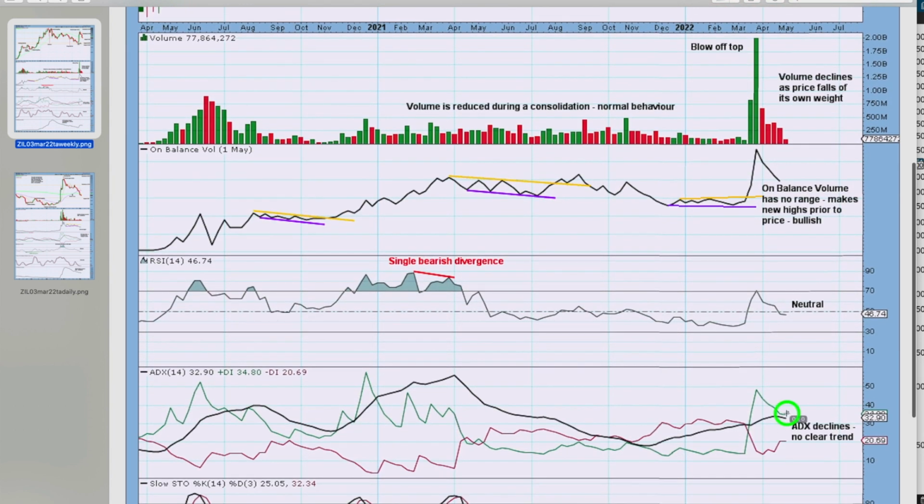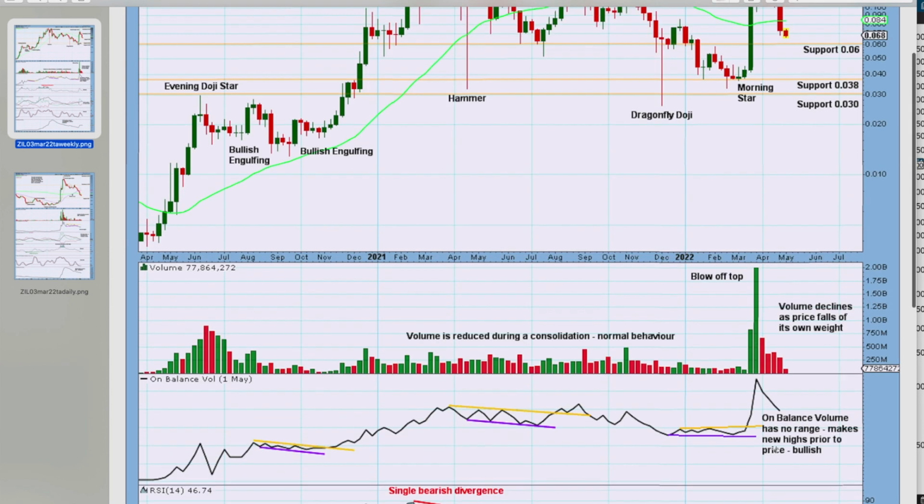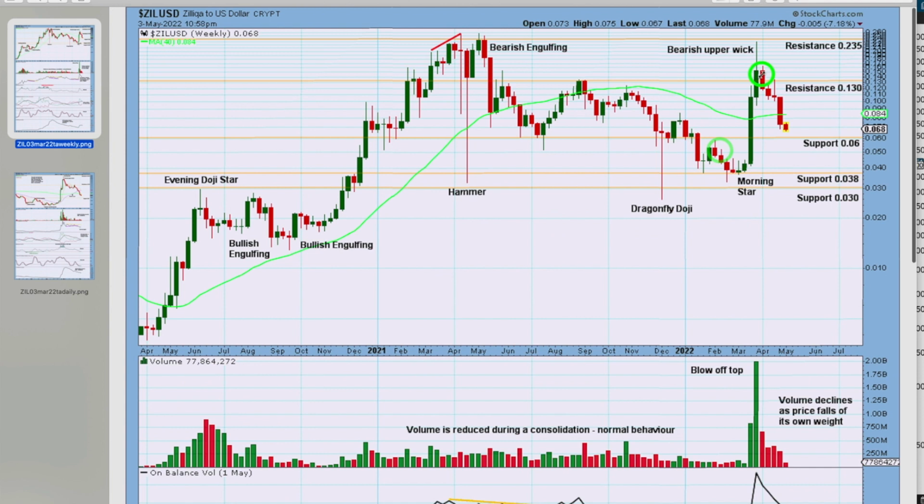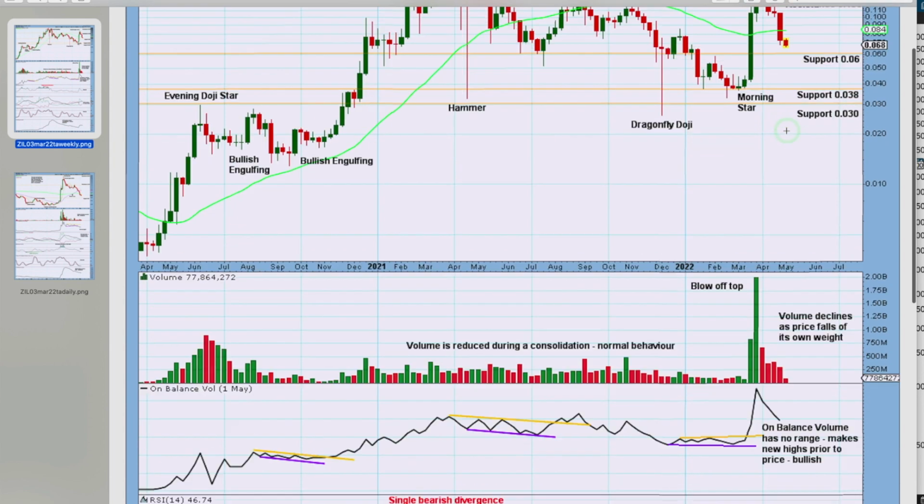ADX tells us there's no clear trend. It's declining. The positive DX line is still above the negative, so there's no potential trend change from up to down at the weekly chart level yet. Blow off top here, and now price is moving lower and volume is quite strongly declining. So that's bullish for the longer term, but we don't know if we have a low in place yet.